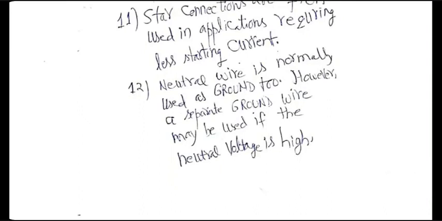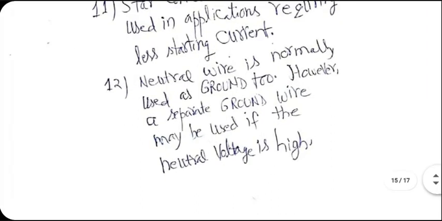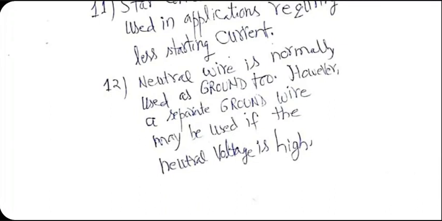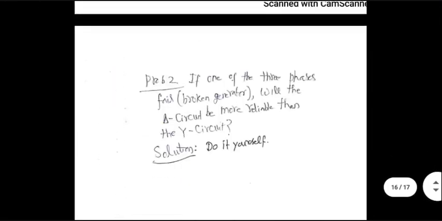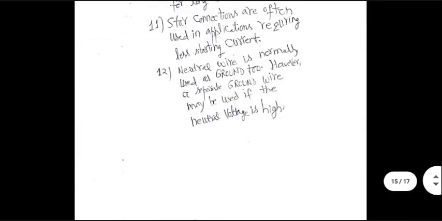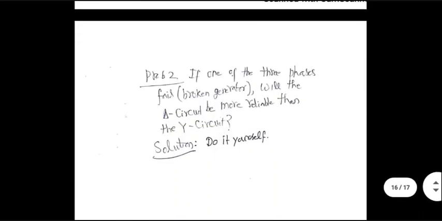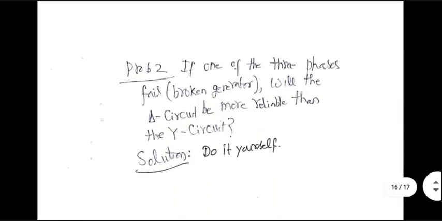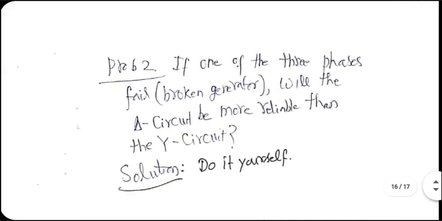Neutral wire is normally used as ground too, but be careful, it's not true in a lot of cases. However, a separate ground wire may be used if the neutral voltage is not zero. In fact, this is always a problem. Although theory says that we were assuming neutral voltage to be zero, for unbalanced cases, you will see that neutral voltage is actually not zero. I'll maybe show it to you through some numerical examples. That means the ground wire has to be separated from neutral. Ground has to be at zero potential, even in unbalanced systems.